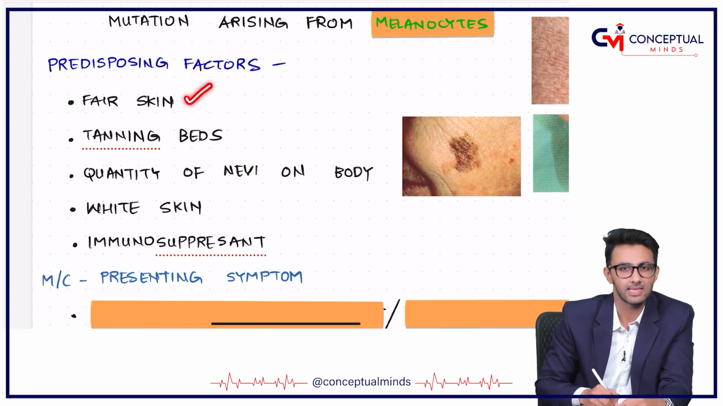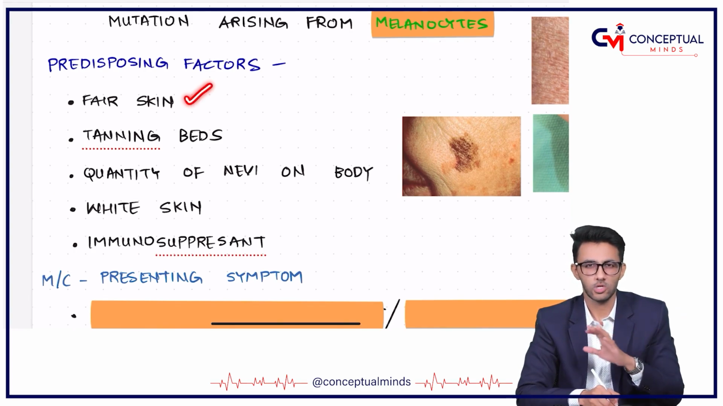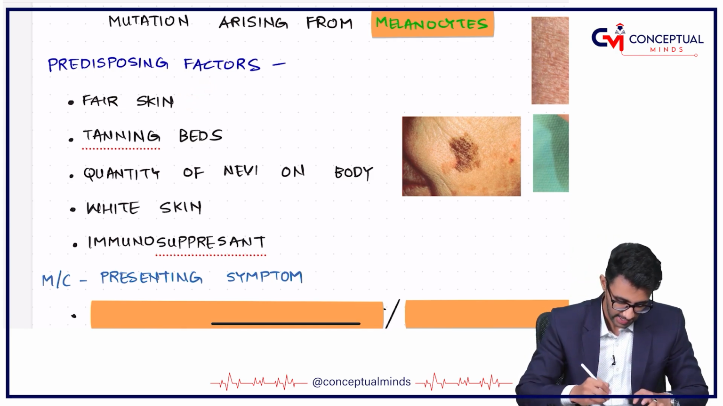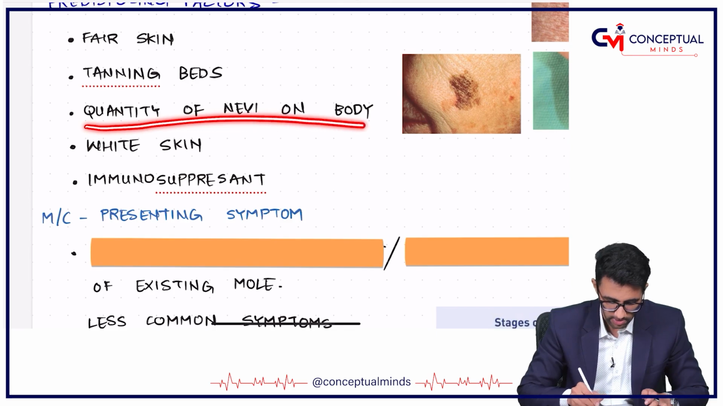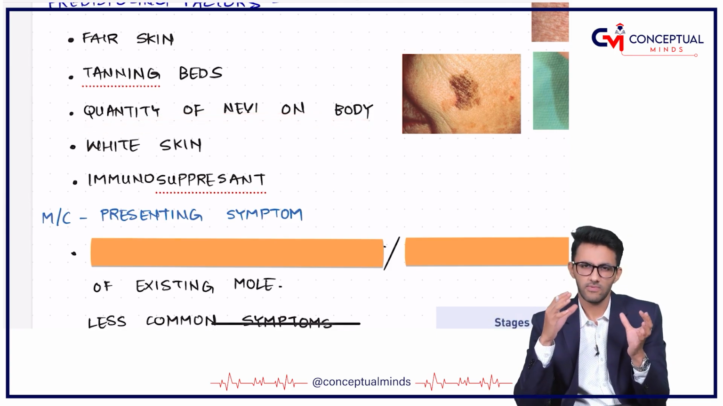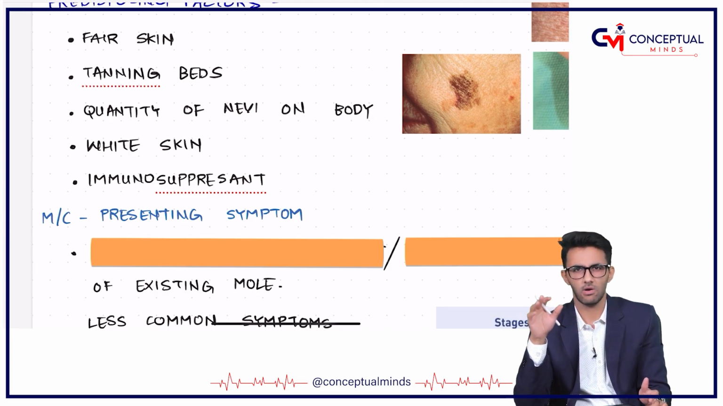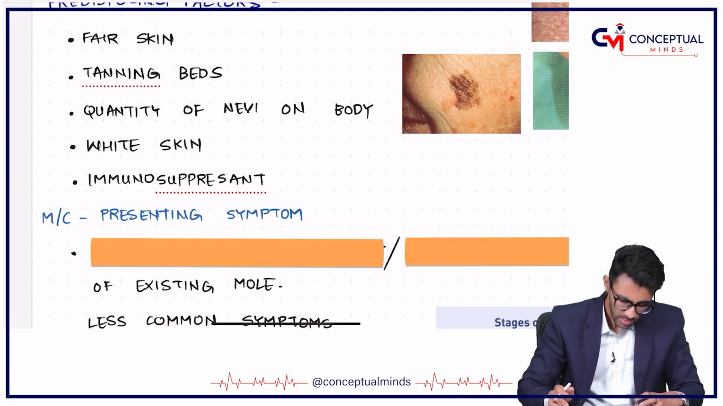First of all, fair skin. This was the same as when we did the basal cell carcinoma and also the squamous cell carcinoma. Both of these had a predisposition of having fairer skin. Then tanning beds and having a large quantity of nevi on the body. This definitely gives a predisposition, because if there are a lot of nevi on the body and there are some irregularities, we will not be able to pick that one out, because there are a lot of them. Generally we think it is okay, but a lot of nevi on the body is a predisposition.